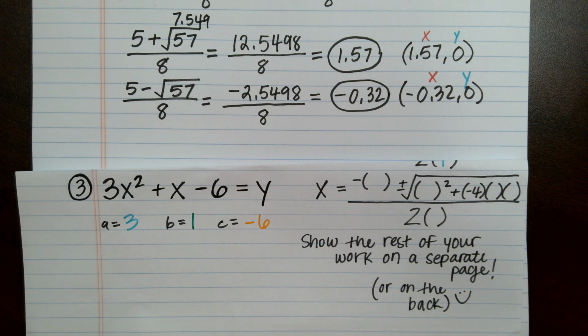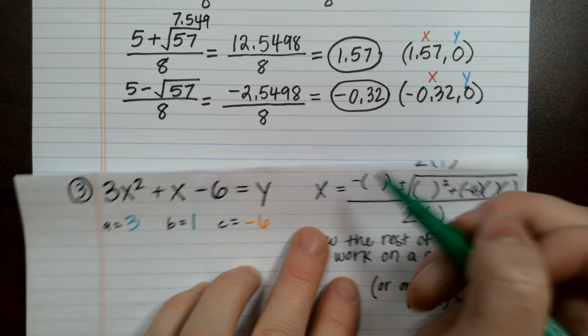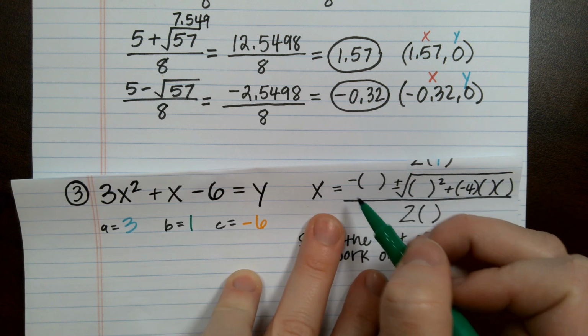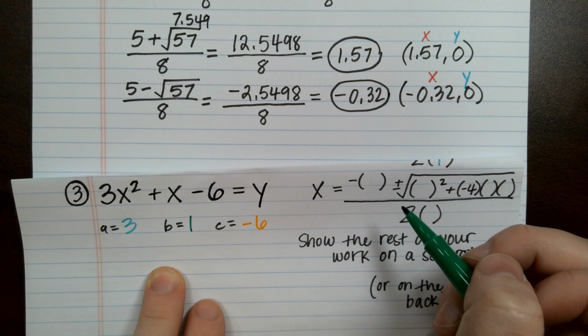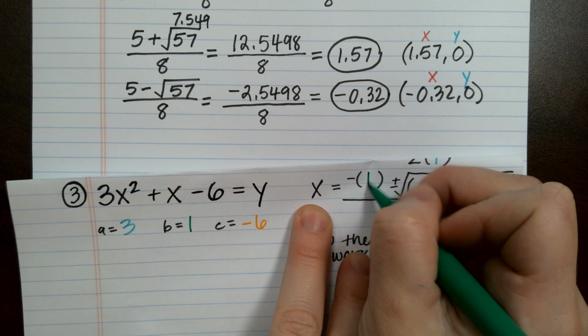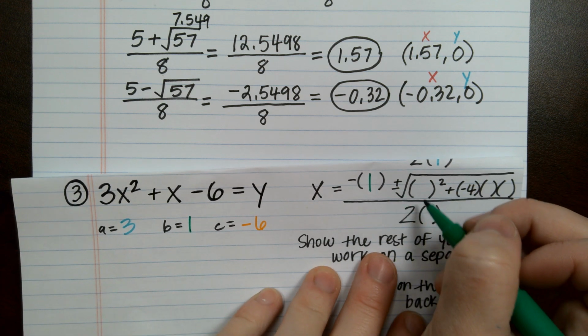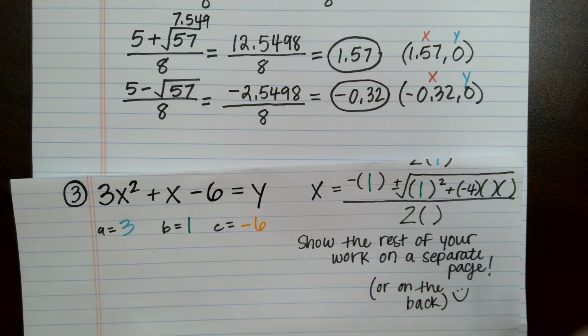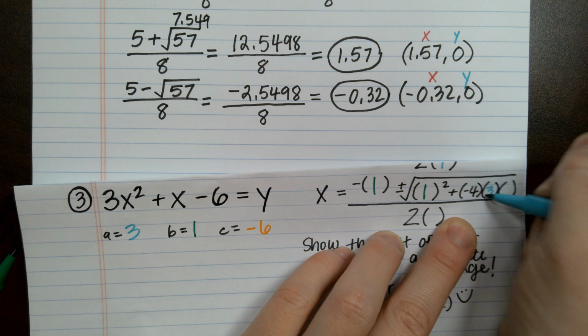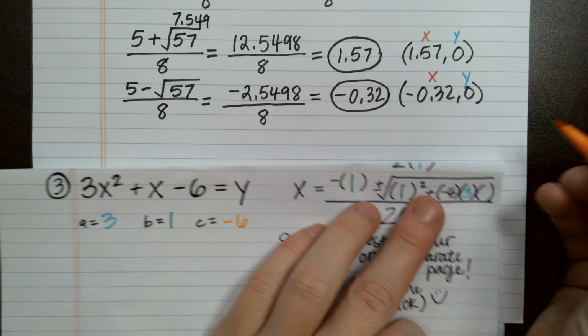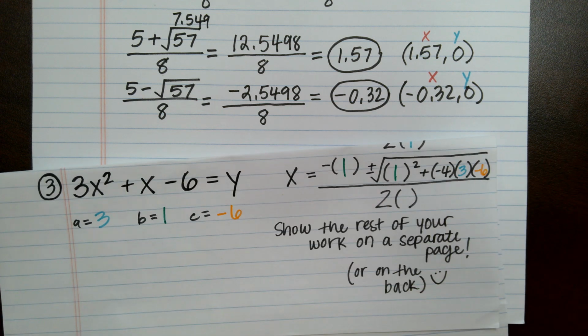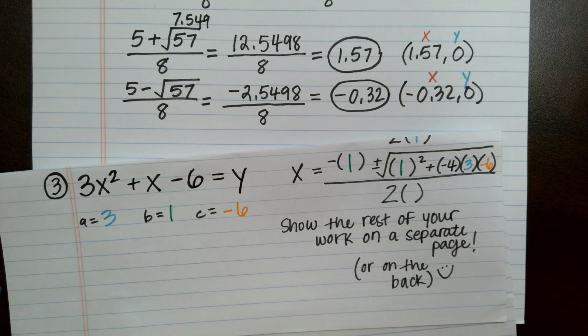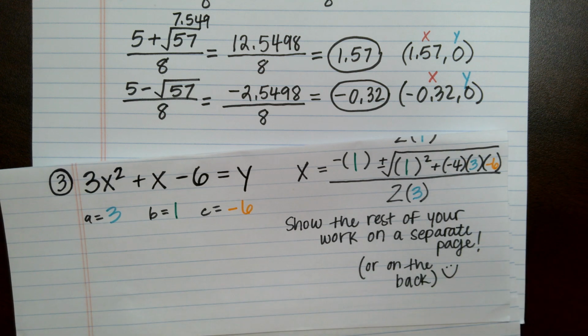So let's start plugging into the formula. What goes first? X equals negative -b. What's our b? Yeah, 1. Good. Plus or minus the square root of 1 squared plus -4 times 3 times -6, all over 2 times our a, 3. Okay, so we got our values plugged in.